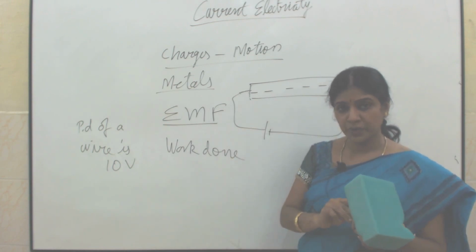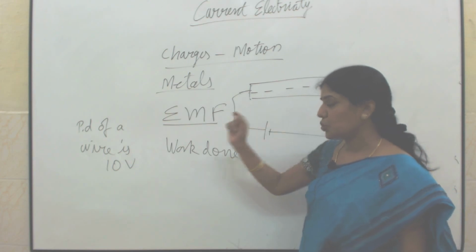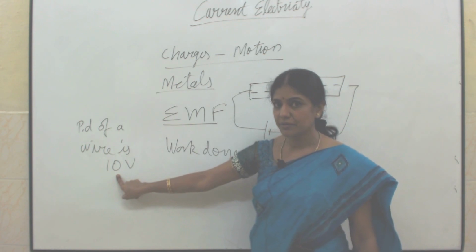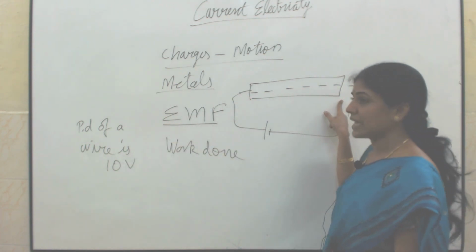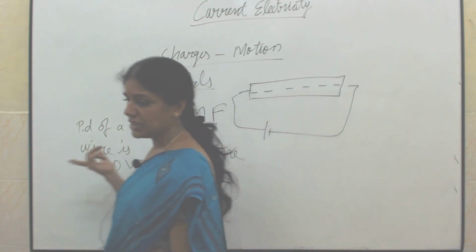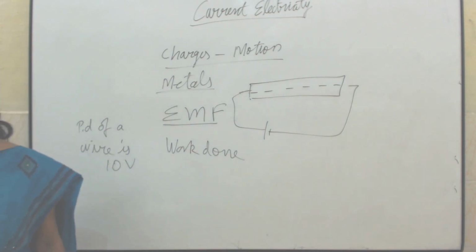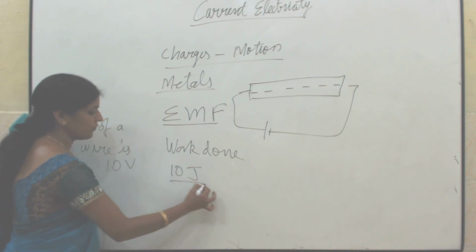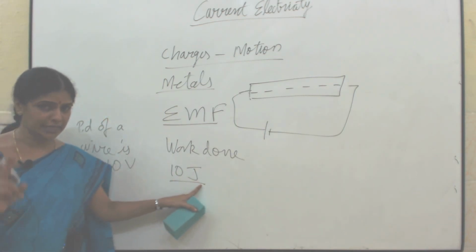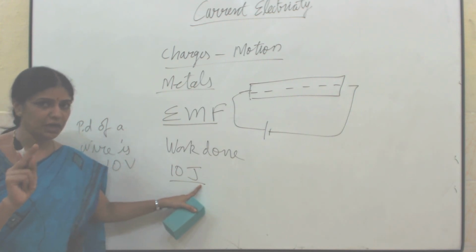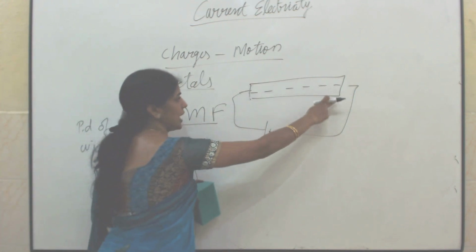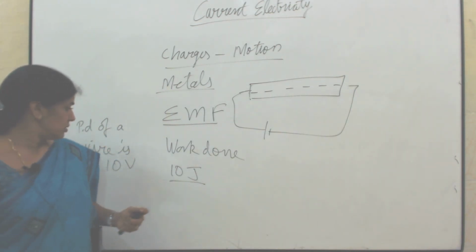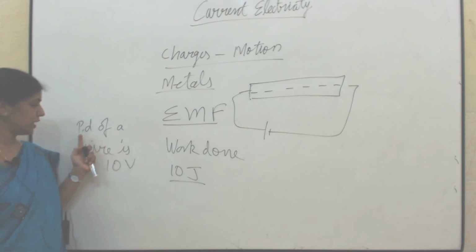What does that mean? It means that each coulomb of charge will do 10 joules of work from this end to this end of the conductor. So it means that each coulomb of charge will do 10 joules of work, or I can say 10 joules of work is done by each coulomb of charge from this end to the other end of the conductor. That we call the potential difference.